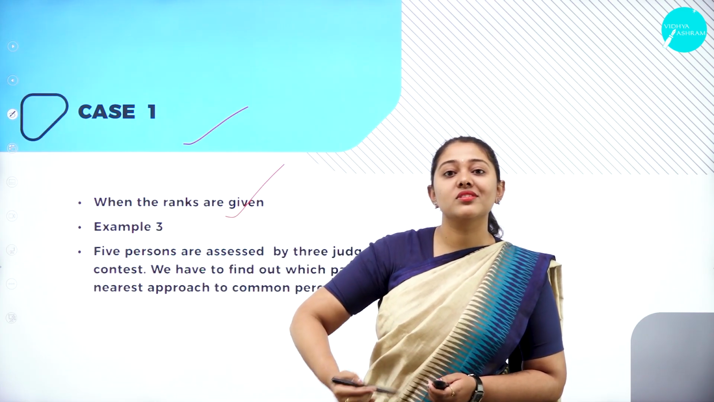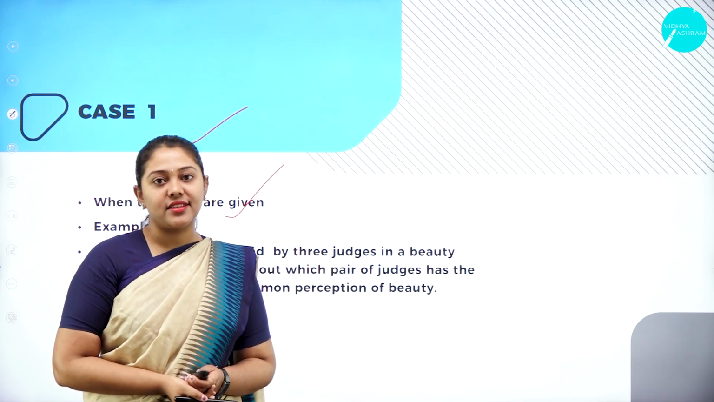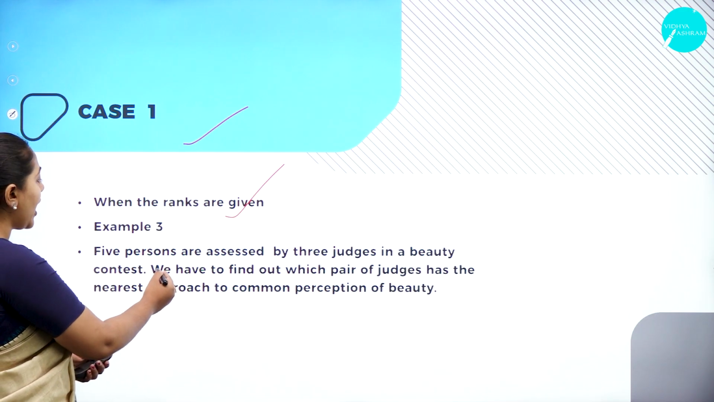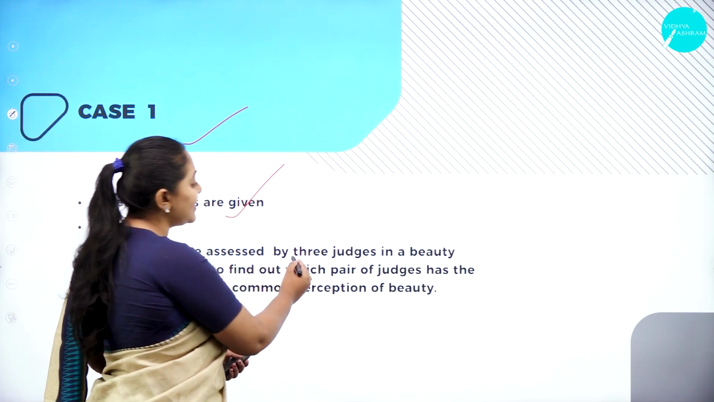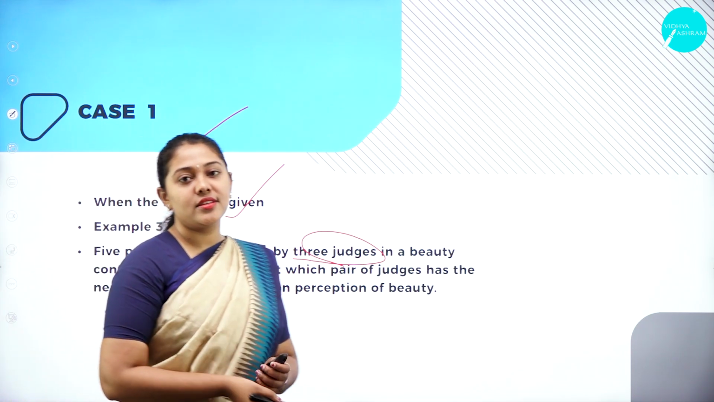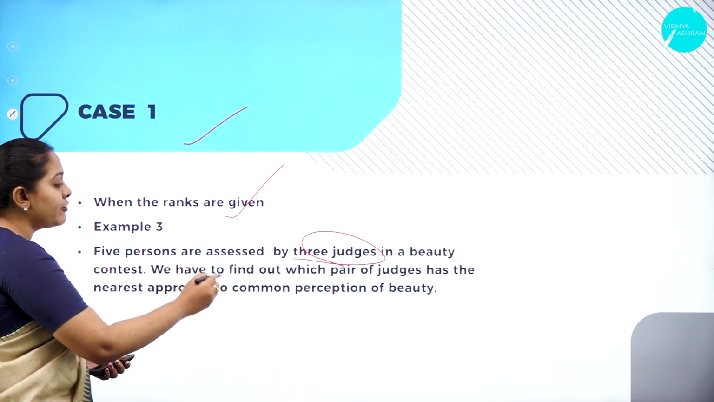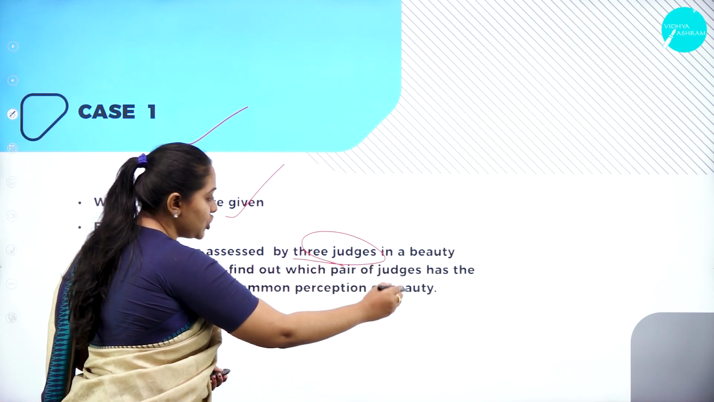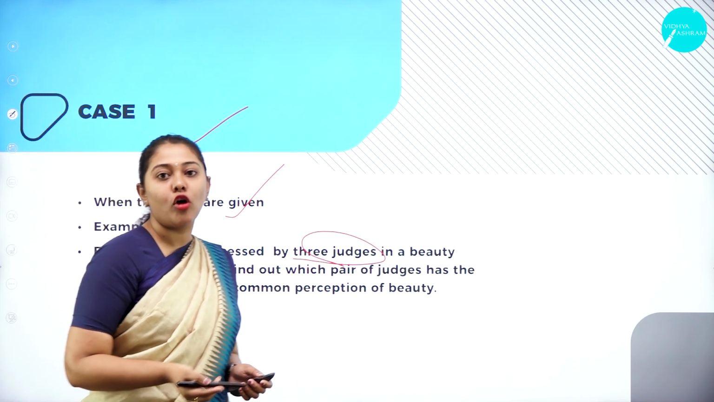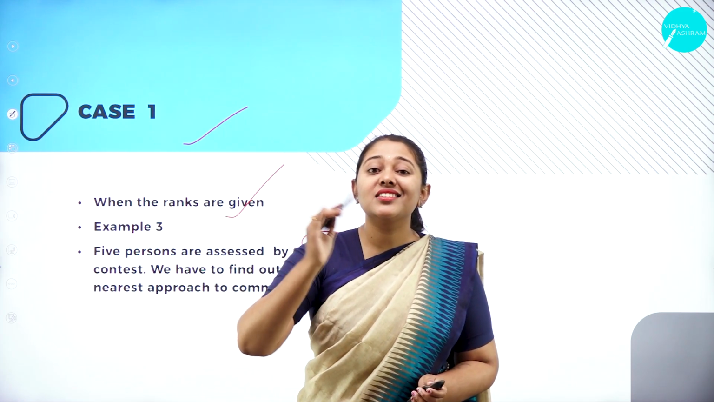So let us look into some practical problems. This is very important for your examination. So let us understand the question. 5 persons are assessed by 3 judges. So how many judges are there? 3 judges are there in a beauty competition. We have to find out which pair of judges has the nearest approach to the common perception of beauty. What perception do these judges have?